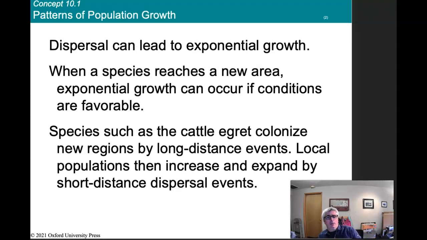Dispersal can lead to exponential growth. Again, when a new species reaches a new area, exponential growth can occur if conditions are favorable. Species such as the cattle egret colonize new regions by long-distance events. Local populations then increase and expand by short-distance dispersal events.